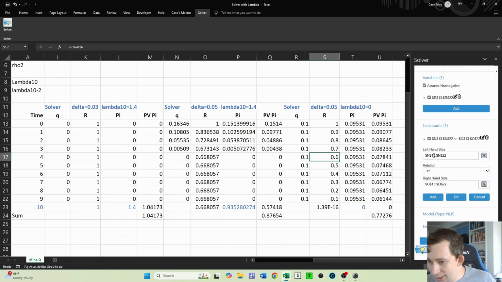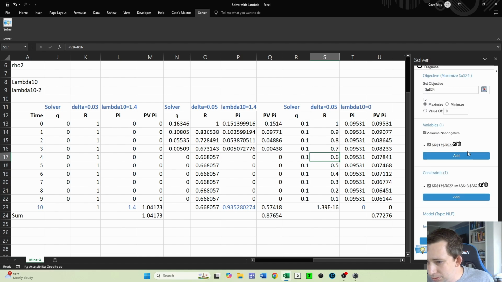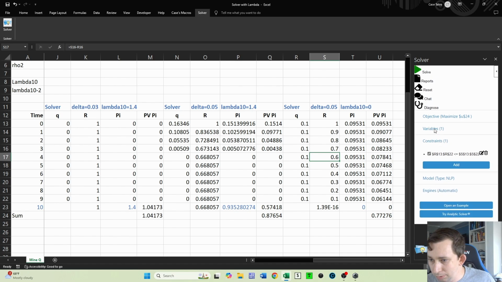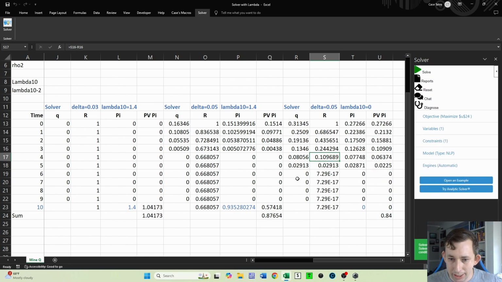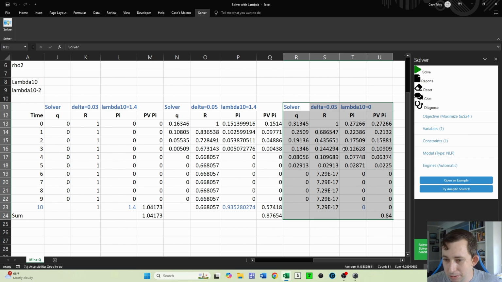And our constraint is that our R's, so R13 through R22, have to be less than or equal to S13 through S22. And we'll click OK, and hit solve. Now what we get is, unsurprisingly, that we extract a little longer. We extract all the way until period 5. Then we stop extracting again because our material left in the ground is now worth nothing. We're going to extract for those extra 2 periods. And so now this is Solver with delta 5 and lambda 10 equals 0.